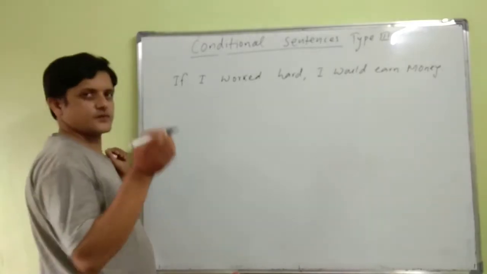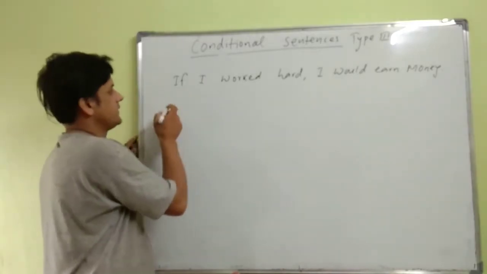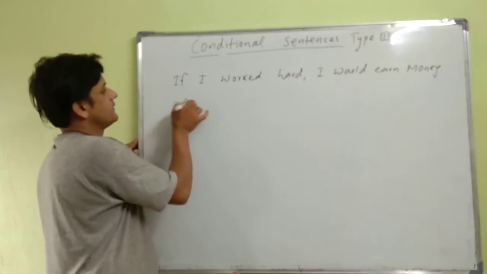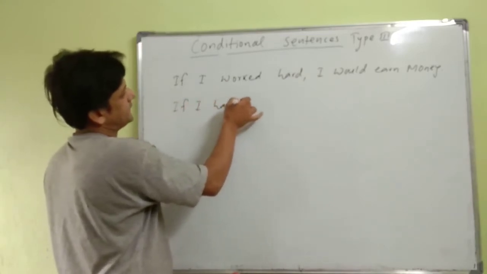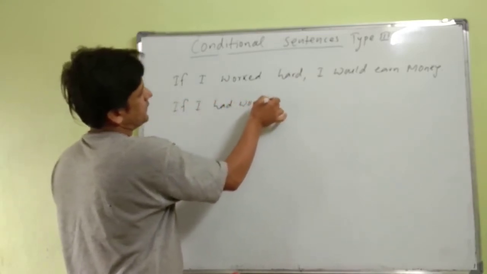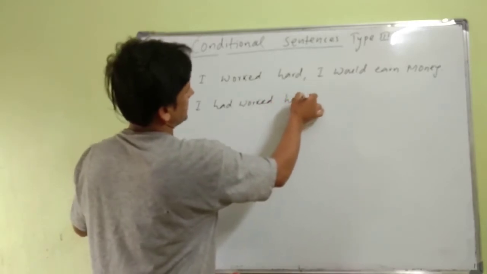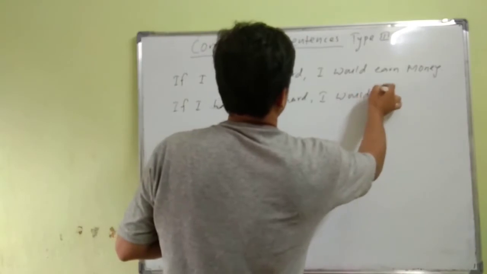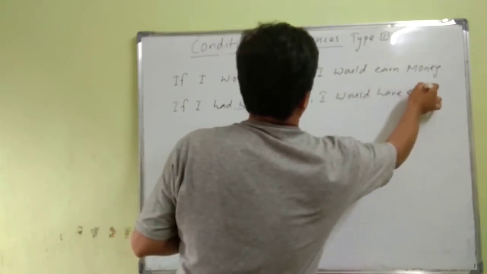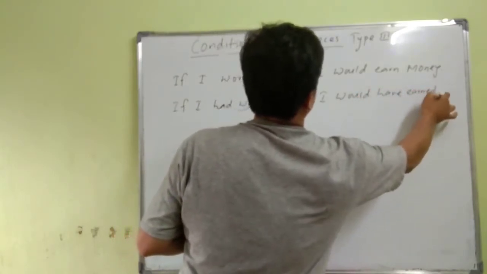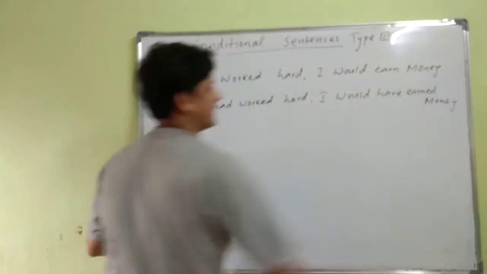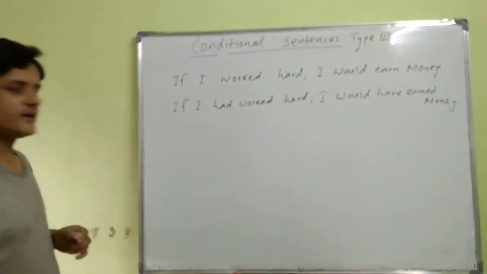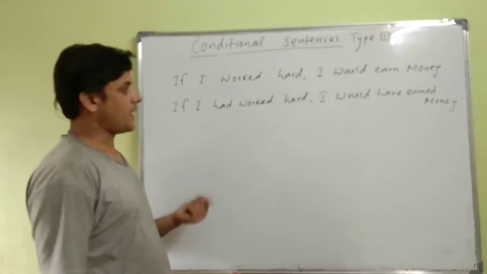And let's change it into type 3 for this one. If I had worked hard, I would have earned money. You see here, this is in type 3 now.